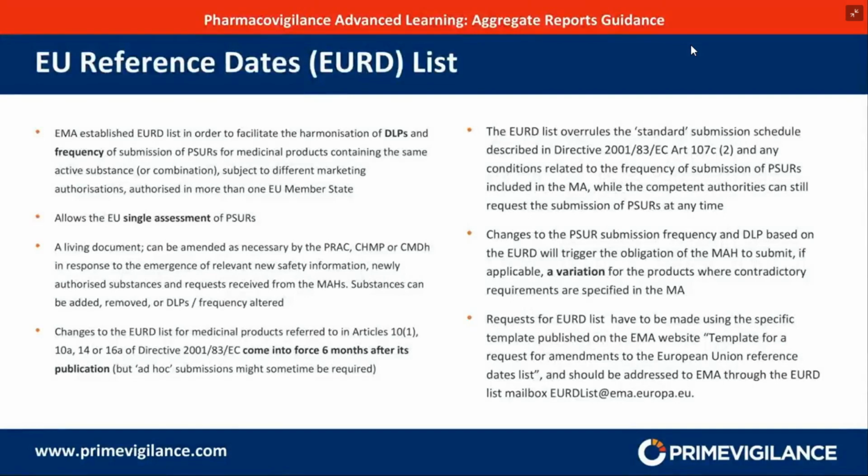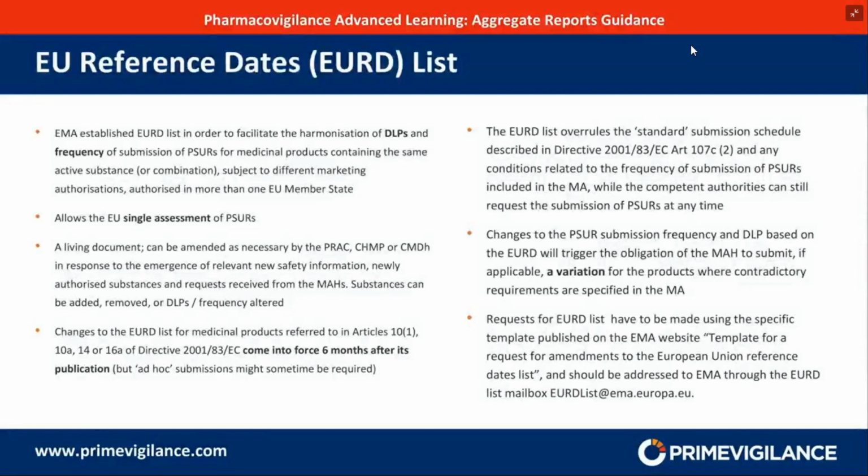The EU reference dates list should contain the information on reference dates, frequency of submission, data log points of the next submission, and date of publication on the EU Medicines web portal. Any change to the dates of submission and frequency of PSUR specified in the marketing authorization shall take effect 6 months after the date of such change.